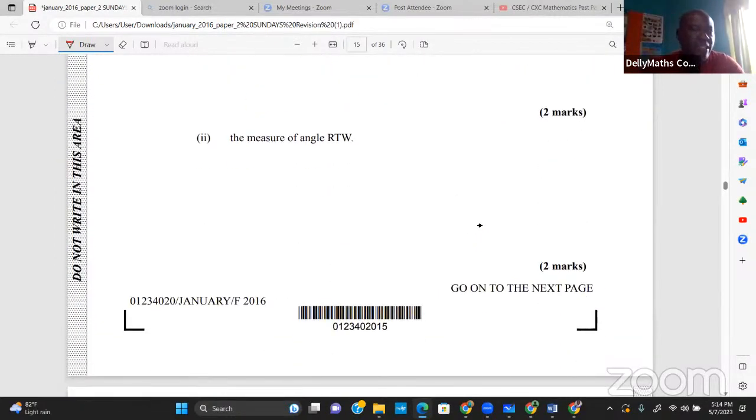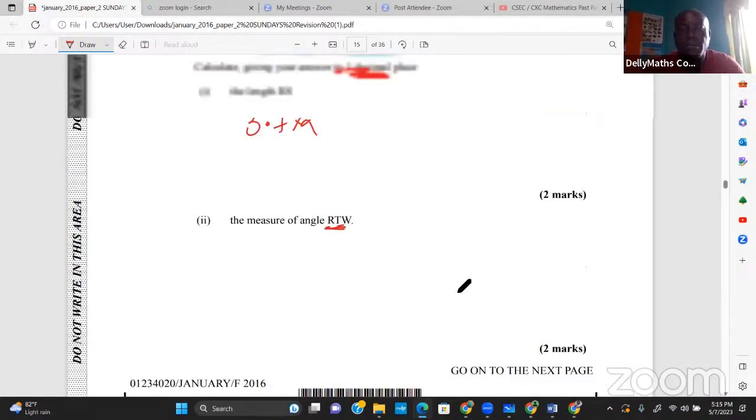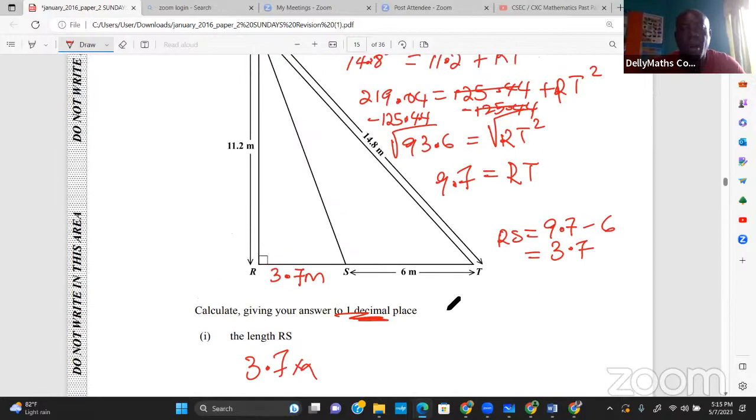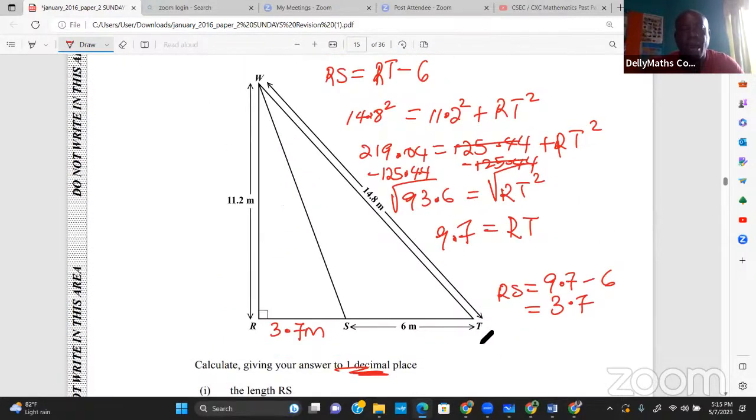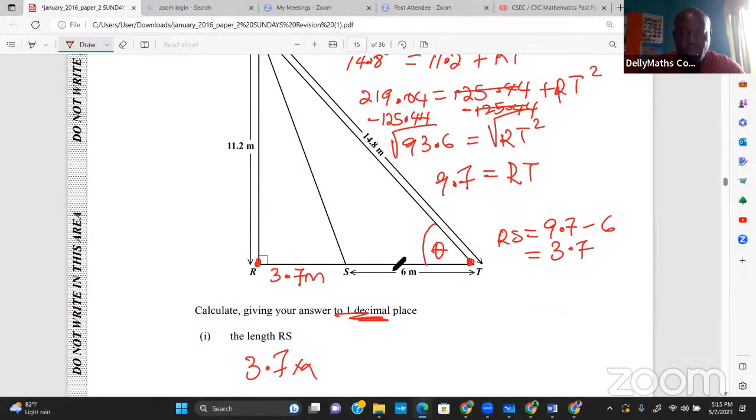Now, the next question is to find the measurement of the angle RTW. I'm going to mark the angle first, as always, from RTW, which is this angle here. Moving from R, coming to T, going to W. So the angle is going to always be at the second letter.